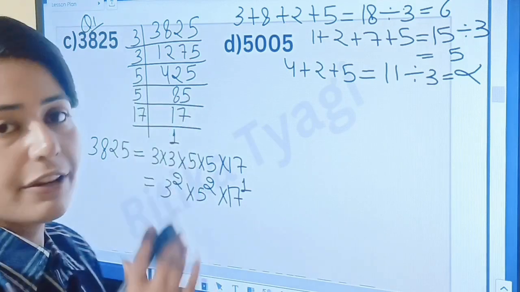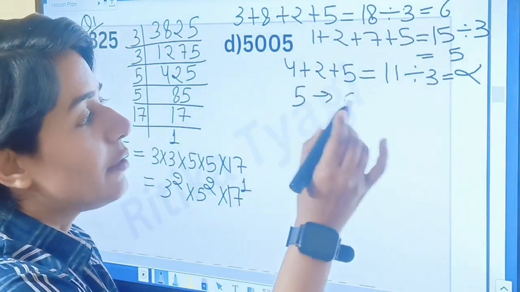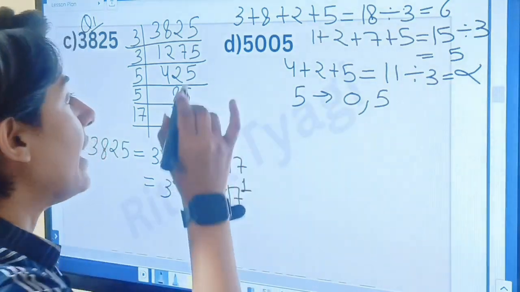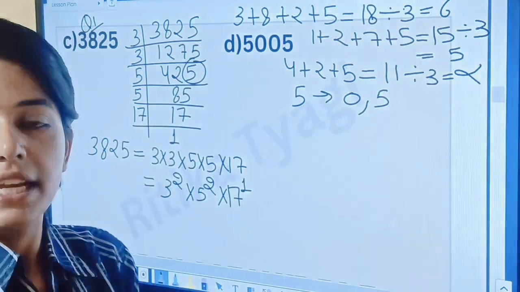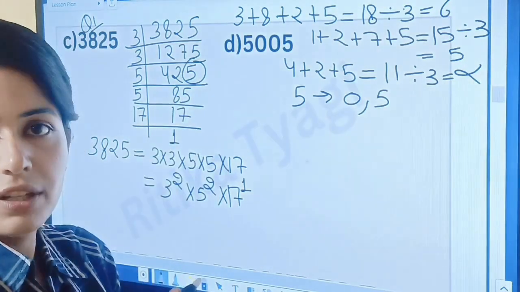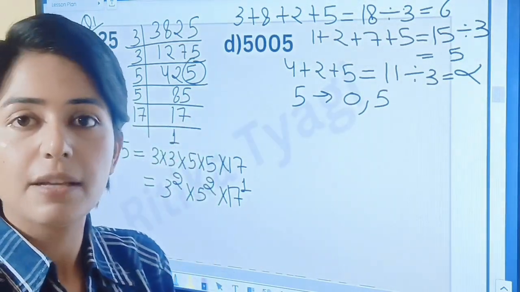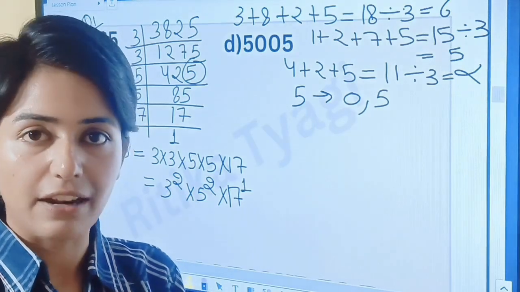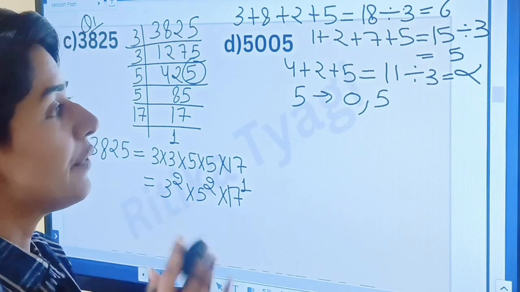So we divide it by 5 because according to the divisibility rule of 5, the end digit must be 0 or 5. Here the end digit is 5, so it is divisible by 5. We get 85. In 85 also the end digit is 5. So further dividing by 5, we get 17. And 17 is a prime number which is divisible by itself. 3 to the power 2, 5 to the power 2 and 17 to the power 1 are its factors.